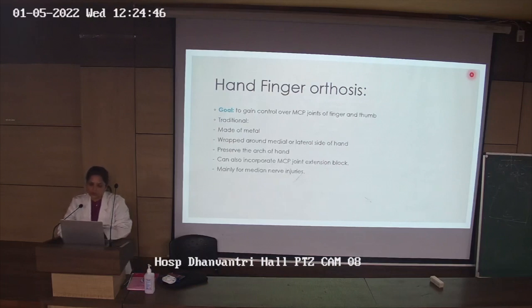Claw hand. Okay. If median and ulnar both are involved, then the complete claw hand is there. Then there is the ulnar claw hand and then the median claw hand.